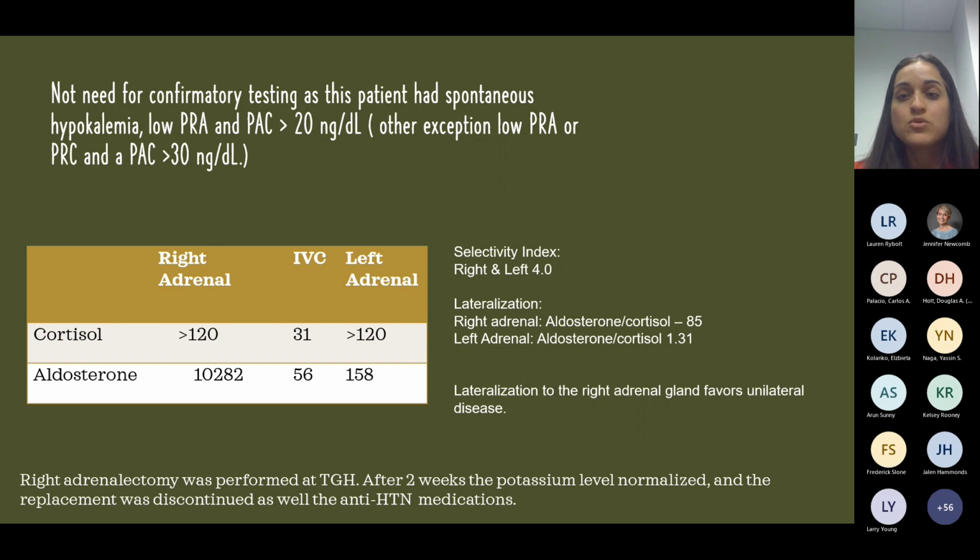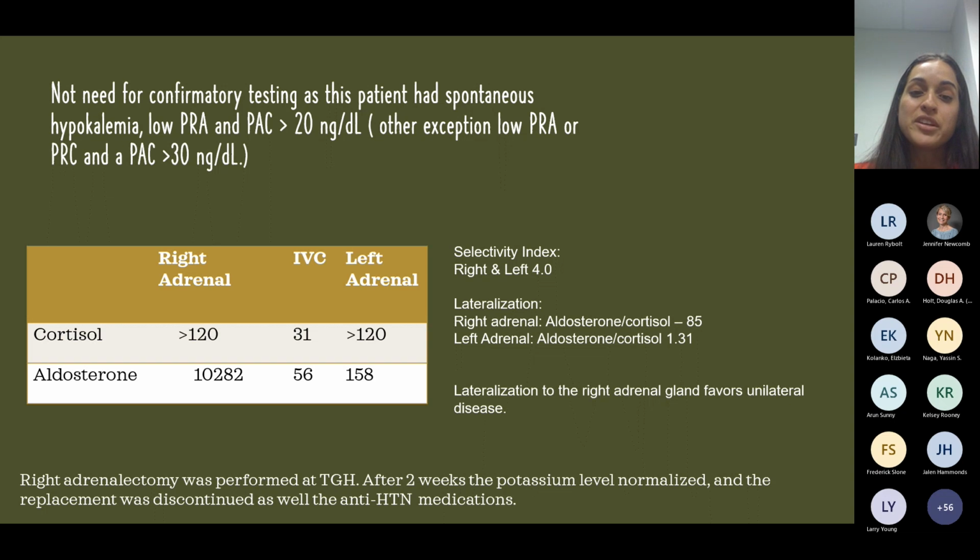So you don't need to do saline suppression tests or sodium loading tests. You can then proceed with imaging studies. So we ordered an adrenal venous sampling, and what I want you to see here is just the aldosterone in the right adrenal gland. We do calculations once we have all the results, but you can see that the aldosterone in the right adrenal gland was pretty elevated.